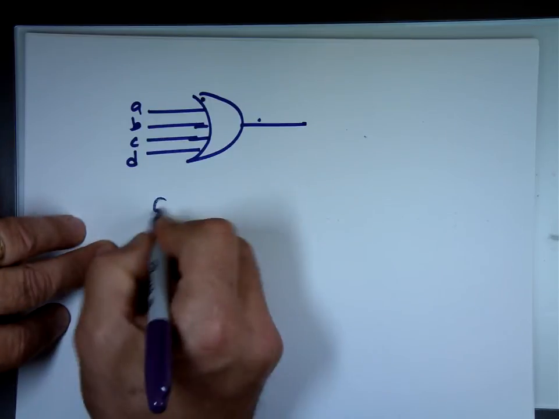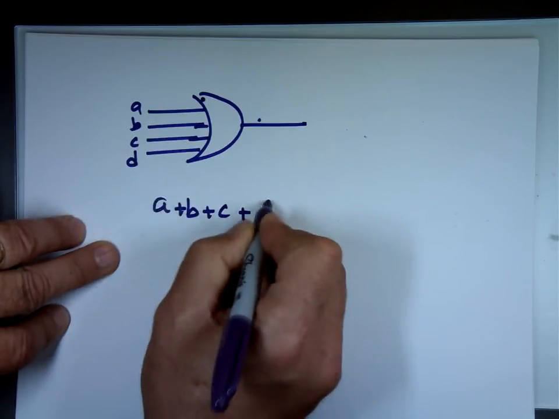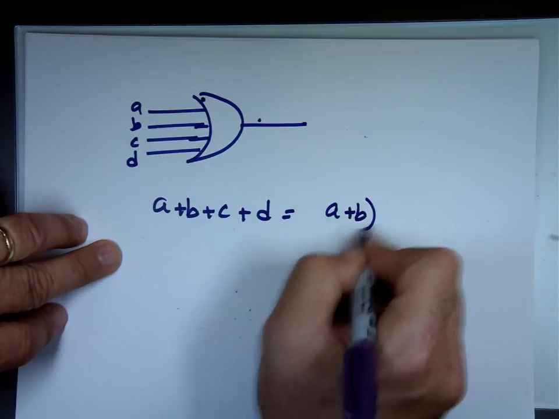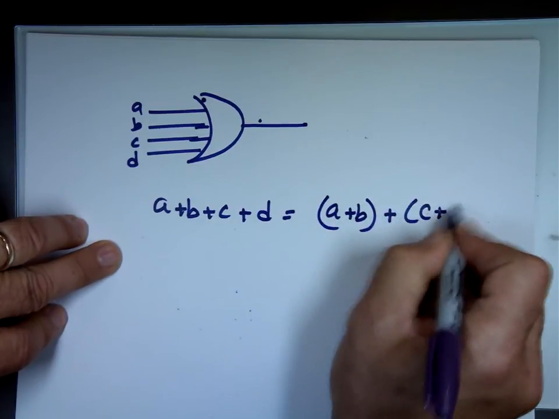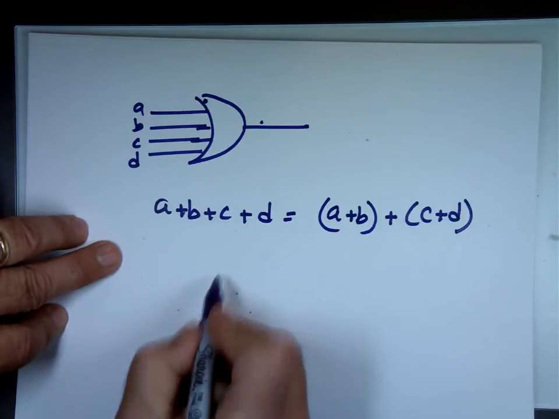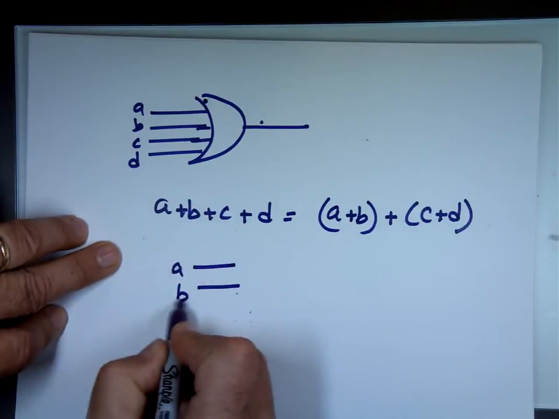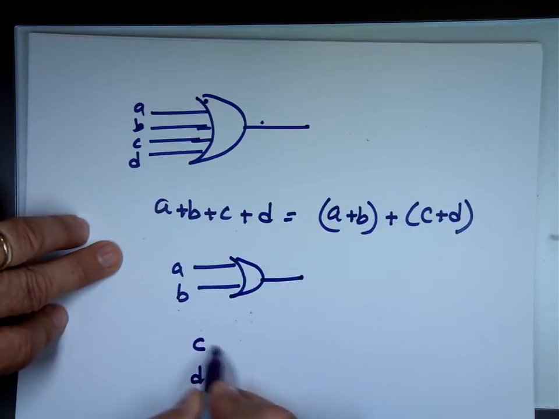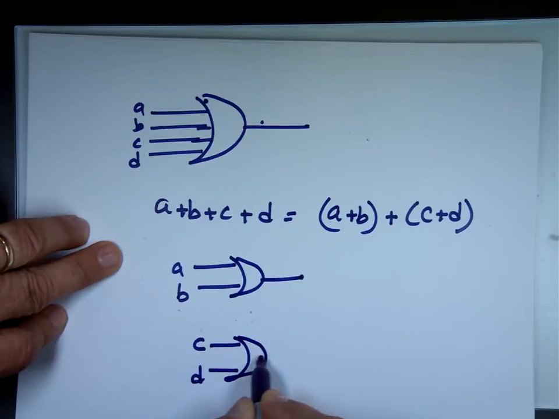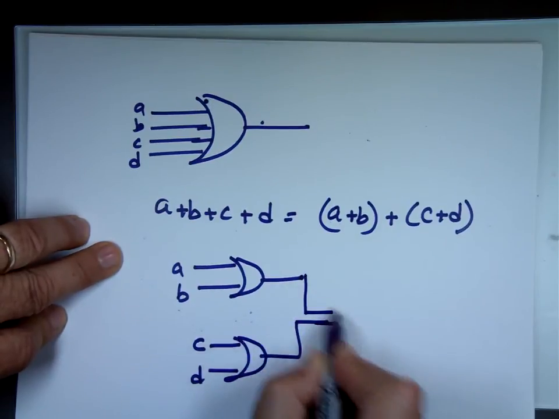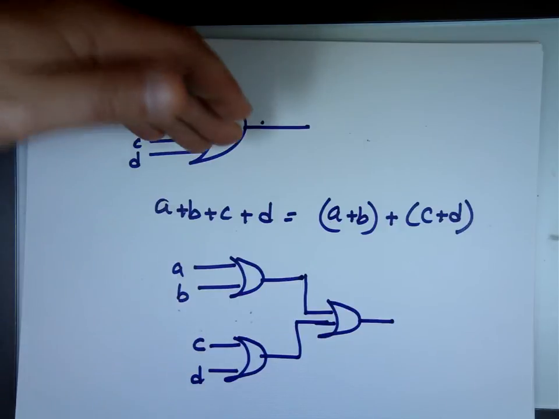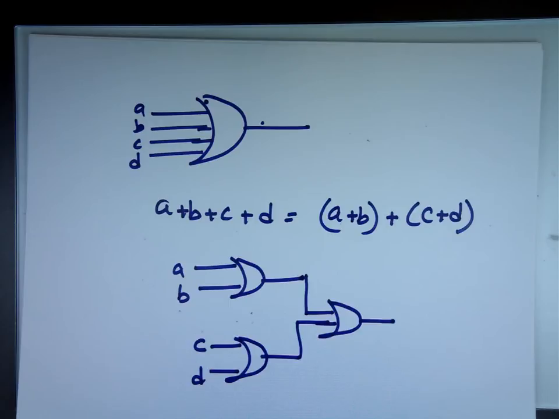What is A plus B plus C plus D? That's what we're looking for. Well, we know you can write that as A plus B plus C plus D. So you can take 2 inputs and OR them together, take another 2 and OR them together, then take the results and OR them together. What's the advantage of this over that?